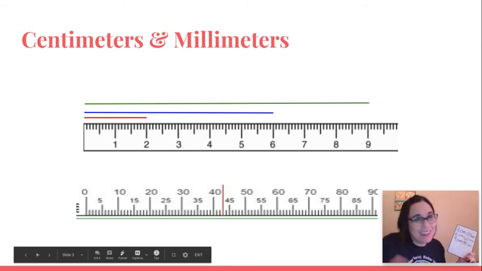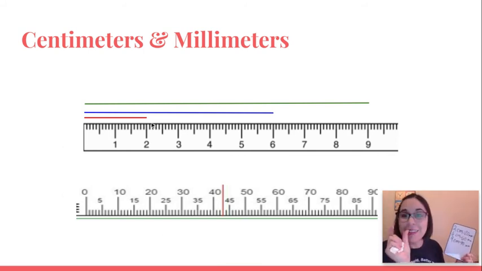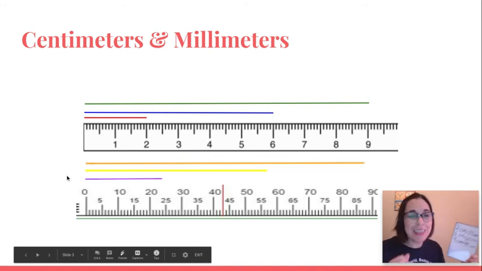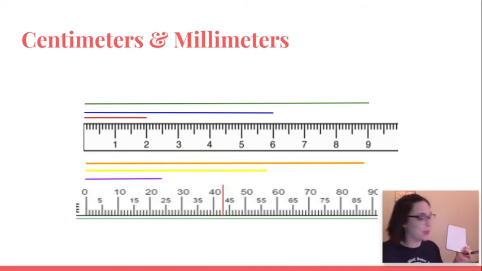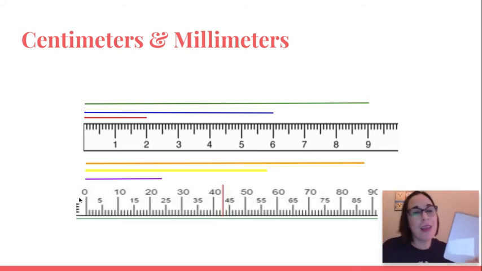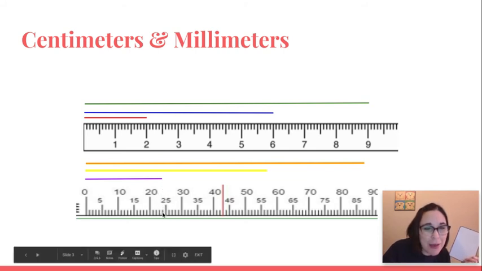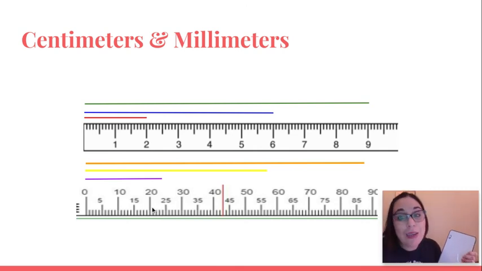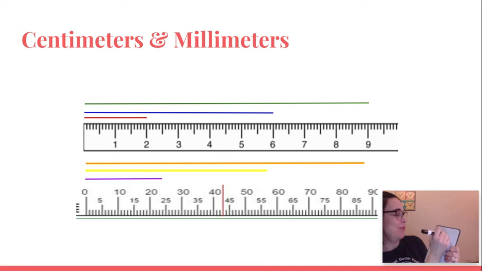But just like we know, most lines aren't going to line up perfectly to the nearest 10 millimeters or centimeter. So let's look at some other examples that are a little bit trickier. Not too bad though. Let's start with this purple line. If I follow it down, it seems to be about here. Well, that's easy. That is 20 whole millimeters, 21, 22, 23, 24 millimeters.